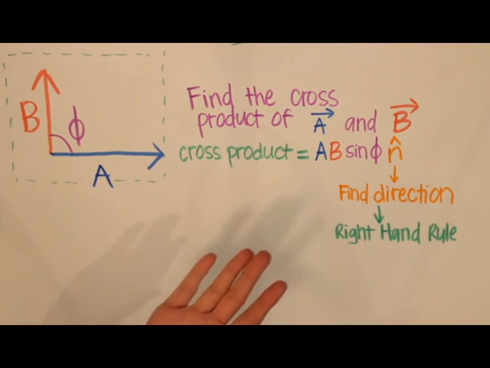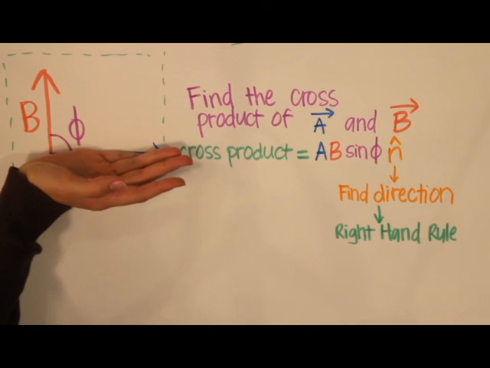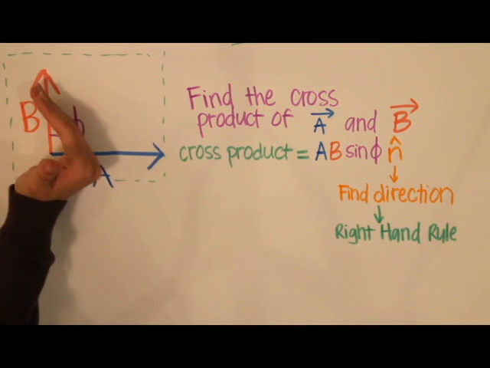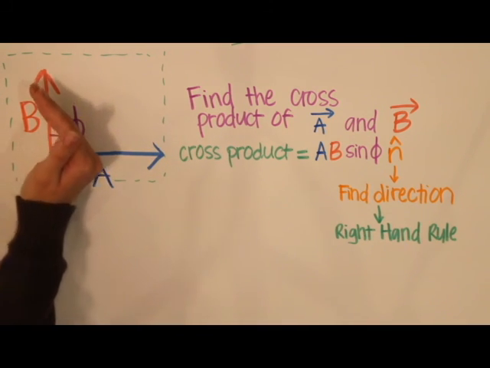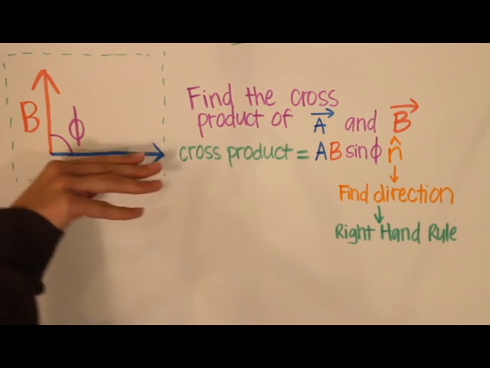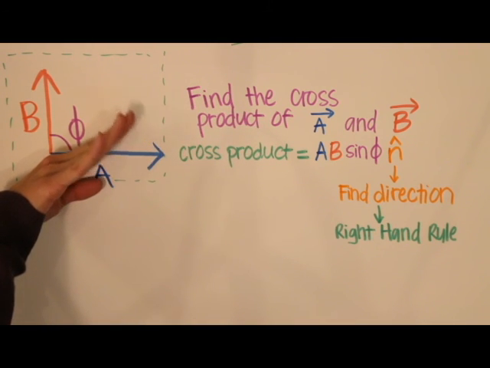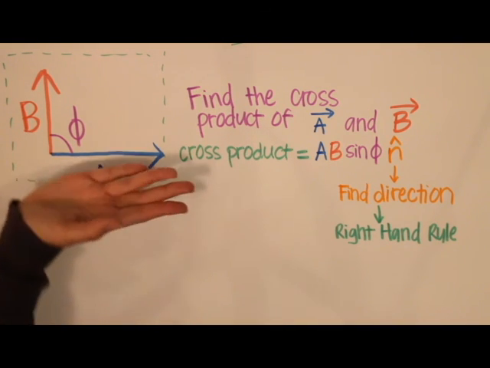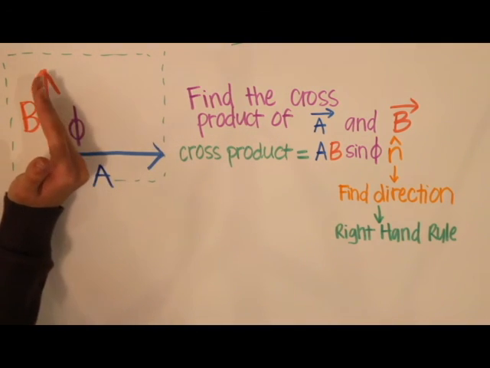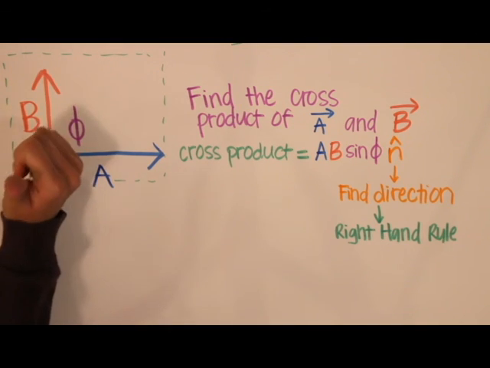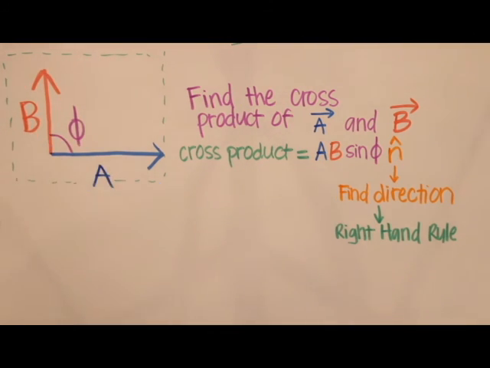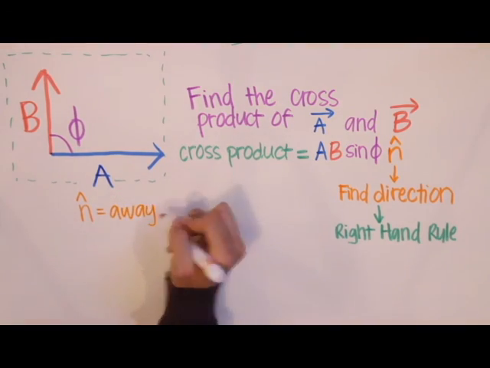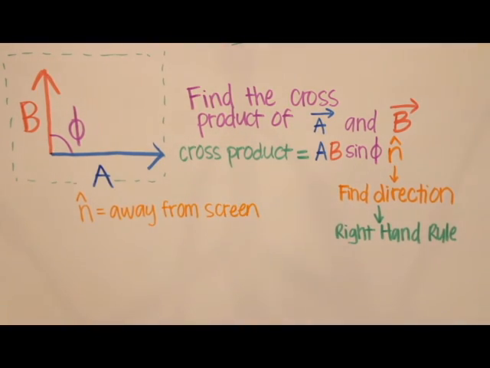To use the right-hand rule, take your right hand and place it on vector A and curl your fingers up towards vector B. You see that you have to use your hand this way and not this way, because if you curl your fingers this way, you won't reach vector B. Place your hand this way, curl your fingers up, and your thumb will be pointing away from the screen. This means that the direction of the cross product is away from the screen.